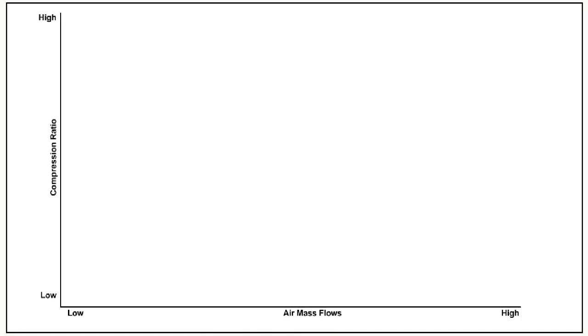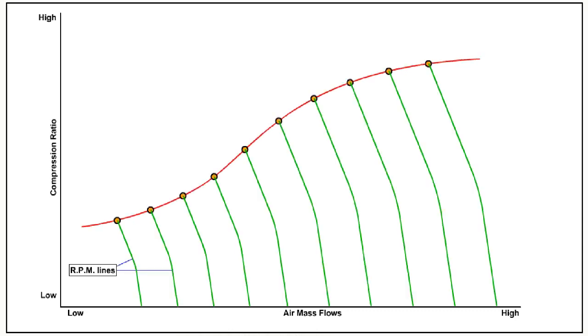During the development stage of an engine, or more specifically the engine's compressor, a graph will be plotted using data which includes the maximum compression ratio and maximum air mass flow that the engine is capable of sustaining at a particular RPM. A line is drawn which connects points on the graph which equate to the maximum compression ratio and maximum air mass flow at a number of different RPMs.